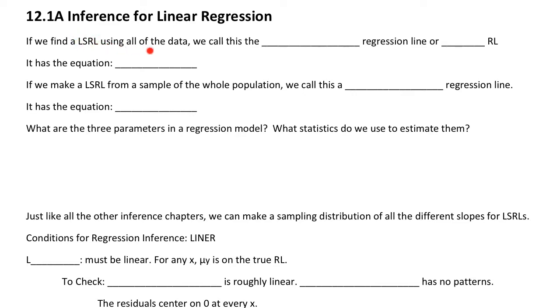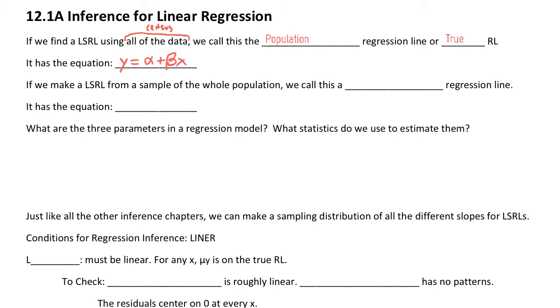If we actually have all the data, which remember is called a census, we call this the population regression line, or we could call it the true regression line. It has the equation, what? Well, it used to be y equals a plus bx. Well, for the true one, we're going to call it y, but instead of a, we'll do alpha, and instead of b, we'll do beta x.